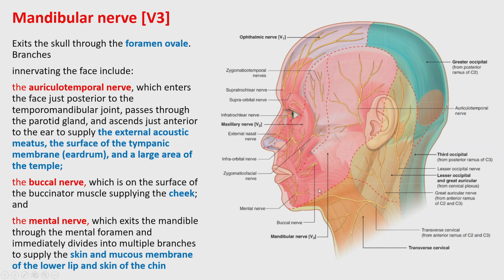Again, don't make a mistake: through the mandibular foramen does not pass the mandibular nerve. It passes the inferior alveolar nerve, which is a branch of the mandibular nerve. This is another common mistake of students.